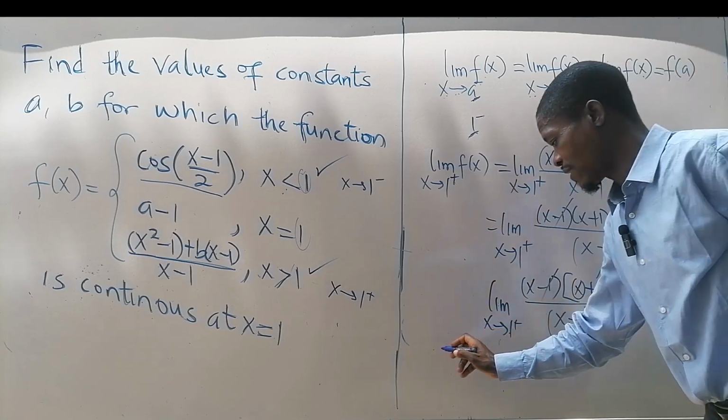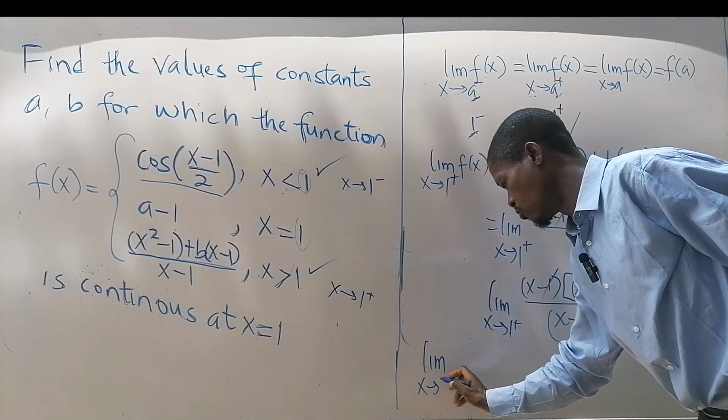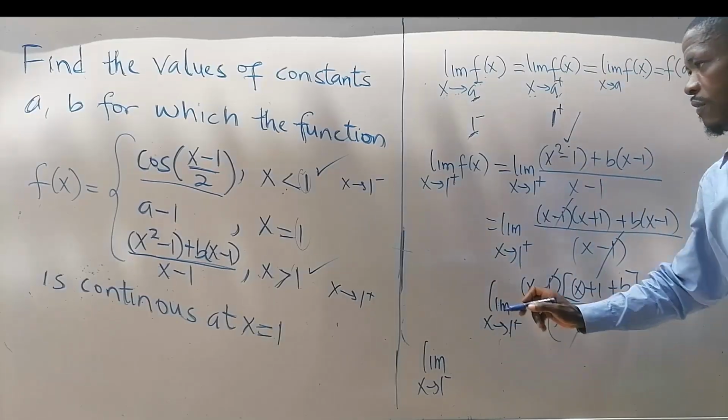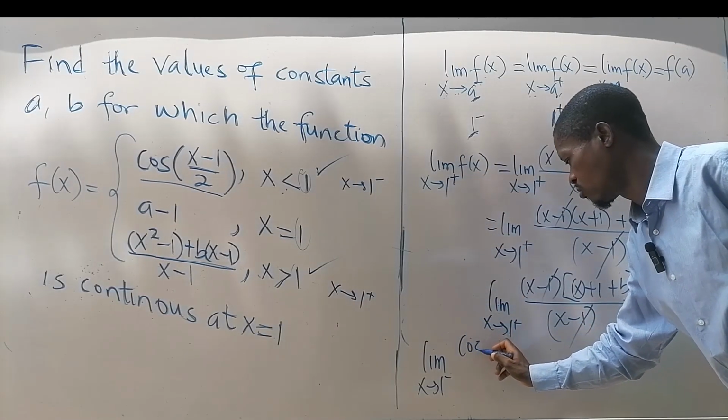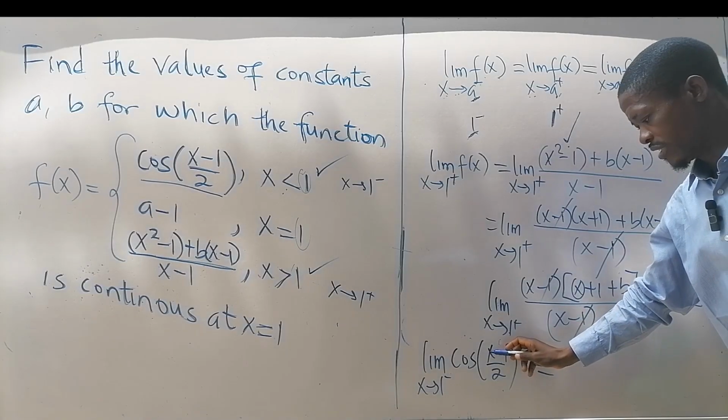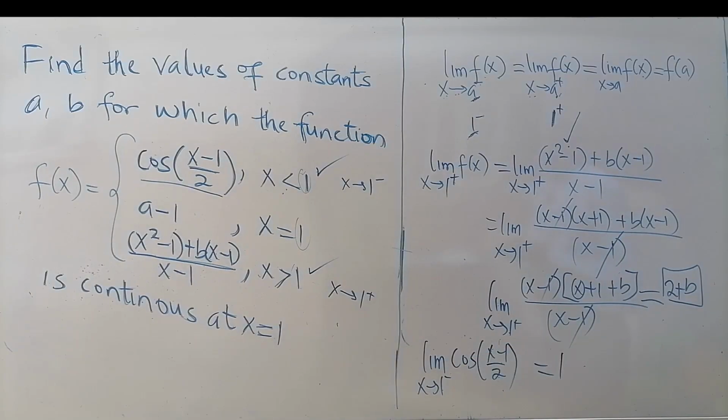Let's get the left-hand side as x tends to 1 minus. The left-hand side is this function there. So do your direct substitution: anywhere you see x, put 1. We have 1 there.